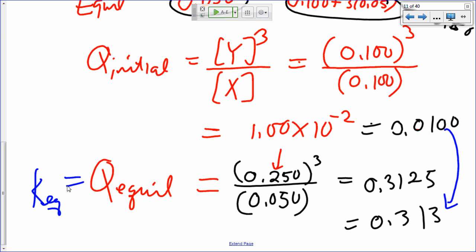So for as long as you're looking at the same reaction, for that particular reaction at that temperature, that would be your equilibrium constant. Okay, so it's pretty straightforward. You just have to know how to calculate the reaction quotient. Whatever the value of the reaction quotient at equilibrium is, that's your equilibrium constant.